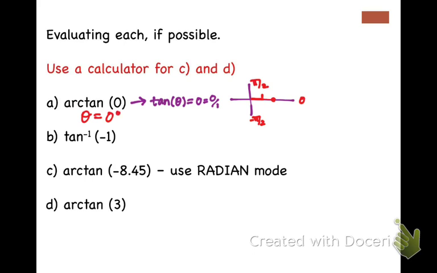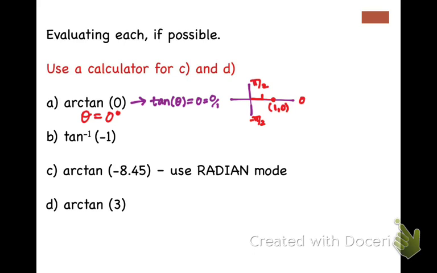Now, again, if you remember your unit circle, this is the point 1 comma 0. Tangent is the y over the x. So tangent would be 0 divided by 1, and 0 divided by 1 is just 0. Okay? Now, if I wanted to do tangent inverse of -1, this is a little bit more of the problems that we've been doing in the past.